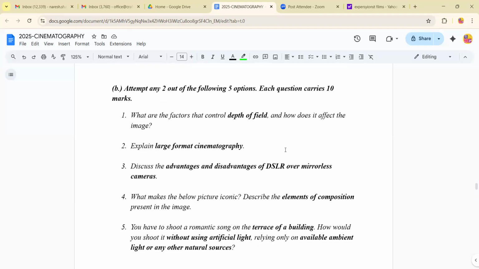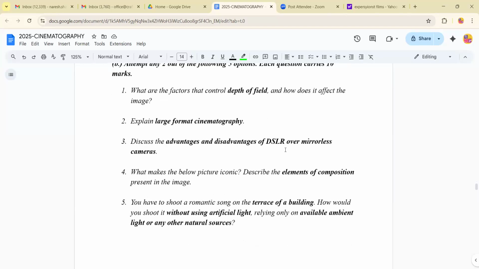Then there was another option: attempt any two out of the following five options, each carrying 10 marks. So that was much easier. What are the factors that influence depth of field and how does it affect the image? So all the four factors you need to discuss. Explain large format cinematography. Again, easier.